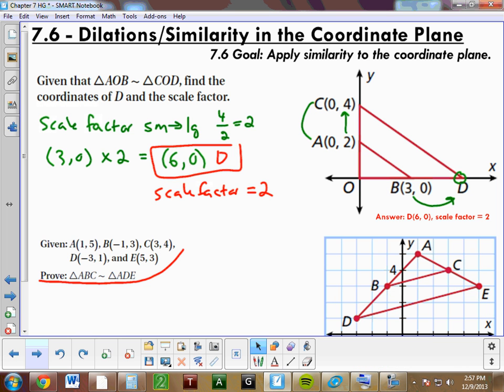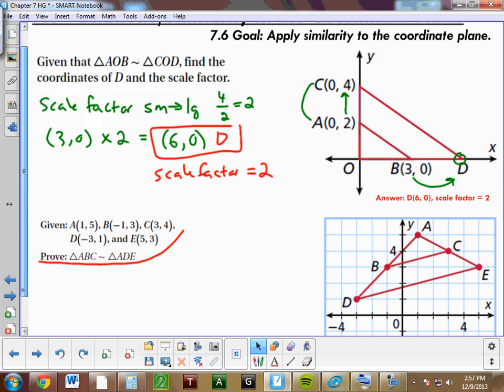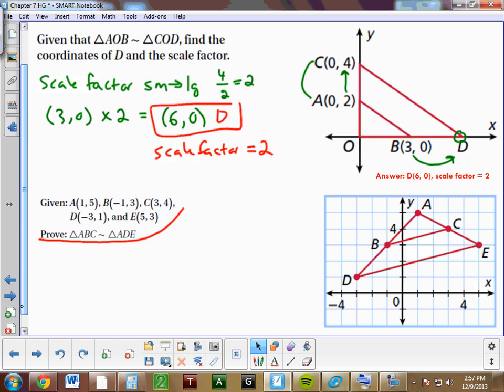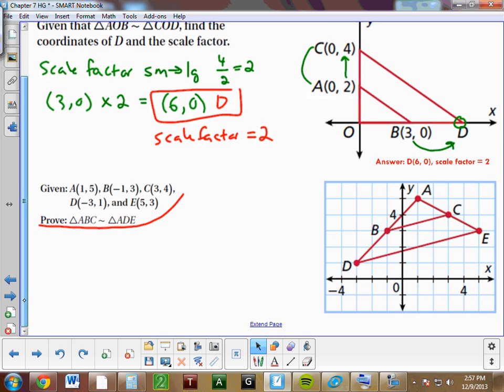So again, you've got to think, when you're deciding whether the scale factor is 2 or 1/2, you've got to decide: are you getting bigger or are you getting smaller? And yeah, the second question down here involves a little bit more. It says that these two things are similar, and prove why in the coordinate plane.